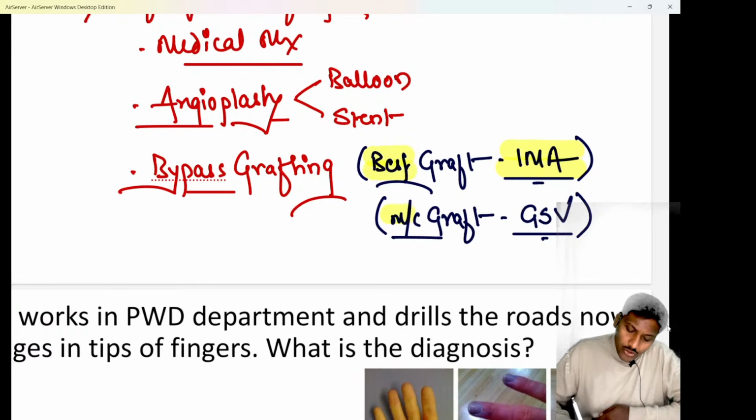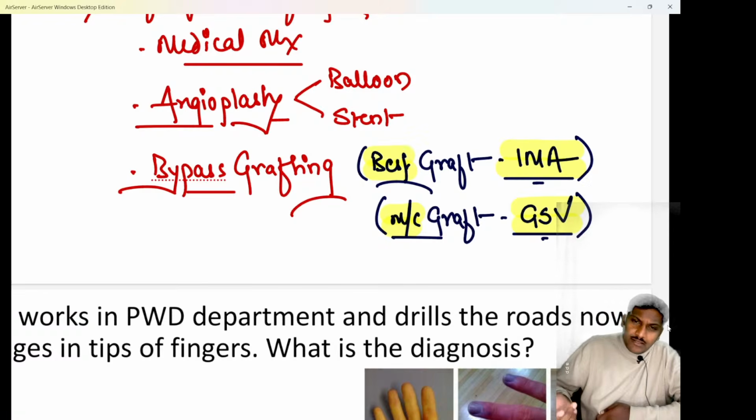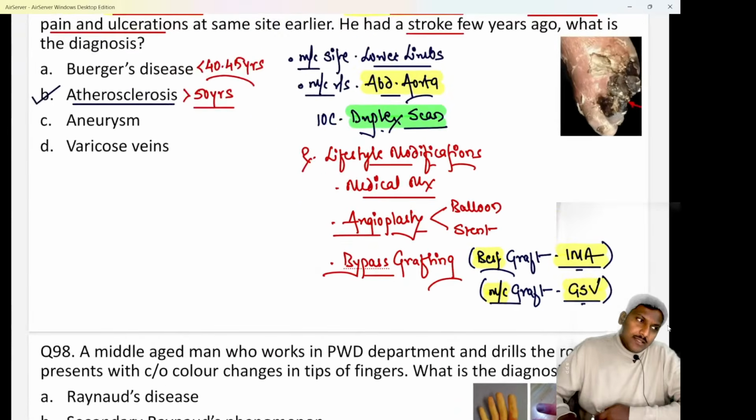Whereas the most commonly used autologous graft, if they ask you, the answer is GSV or the great saphenous vein, because it is easier to take. The best one, if they ask you, the answer is IMA. The most common one, if they ask you, the answer is great saphenous vein.